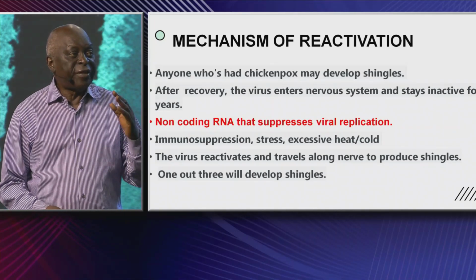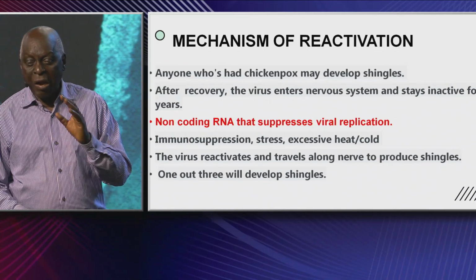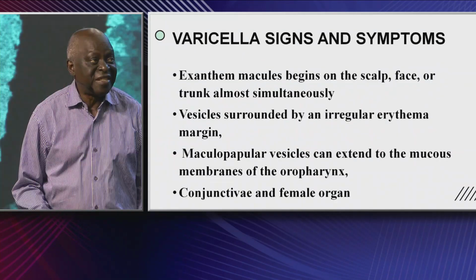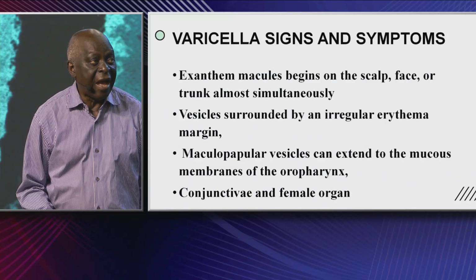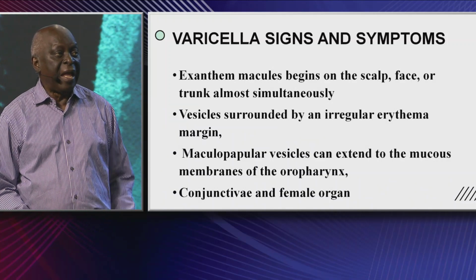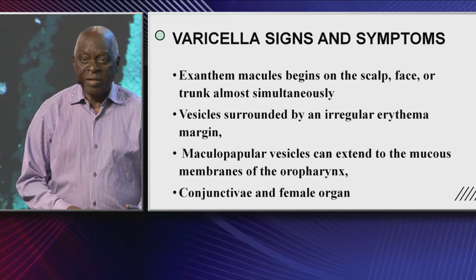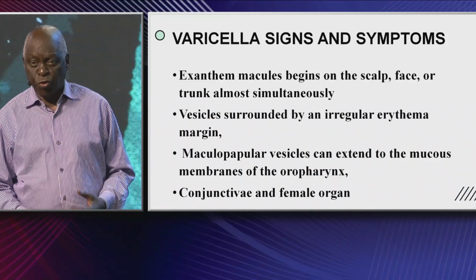1 out of 3 will develop shingles. 1 out of 3 children will develop shingles as adults. The signs and symptoms of varicella, exanthema maculis, begin at the scalp, face, or trunk almost simultaneously. This is how it differs from measles.